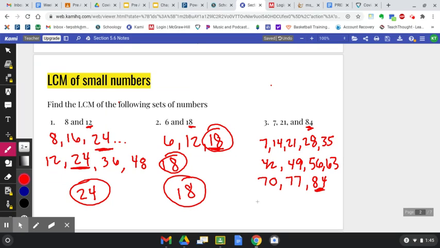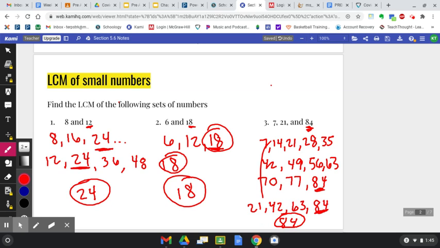And I'm going to start counting by 21. So 21, 42, 63, 84. So 84 is the first time that all three of them run into each other. So 84 would be the least common multiple of that set of three.